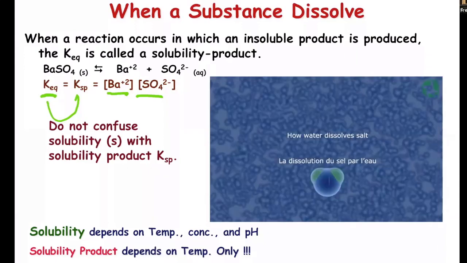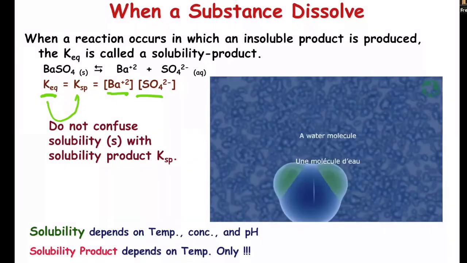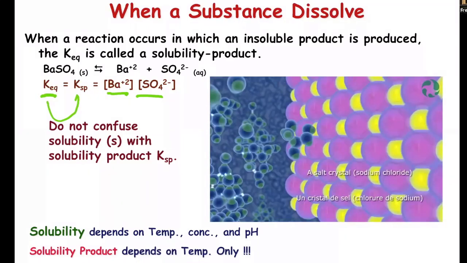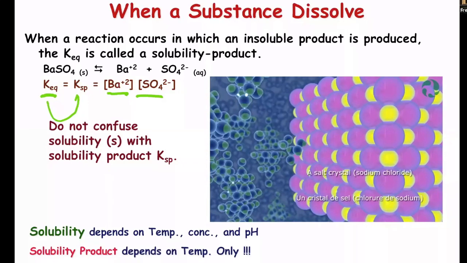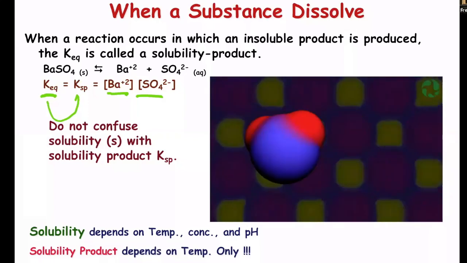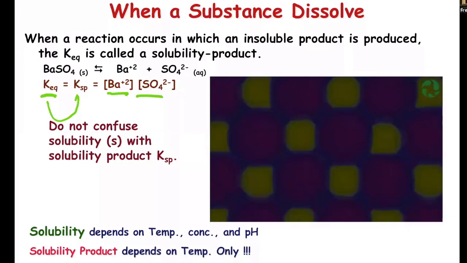And there is no sound. So this is your water molecule. And because water is polar, it will orient itself so that the partial negative charge of oxygen is attracted to the positive cation. Okay, remember, opposites attract.